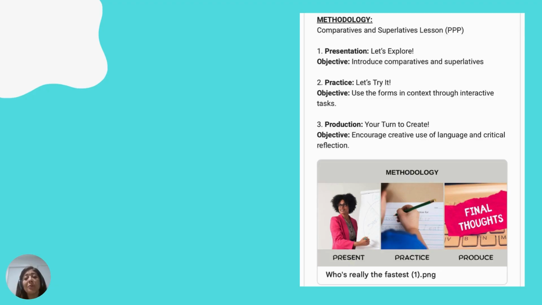The level of this English class will be intermediate, which means B1 or B2. The methodology that we use to develop this lesson is called PPP: Presentation, Practice, and Produce. In the presentation portion, the objective is to introduce the comparatives and superlatives topic, the context and the grammar. In the practice portion, the objective is to use the forms in context through interactive tasks. In the production portion, we encourage creativity when using the language and critical reflection.